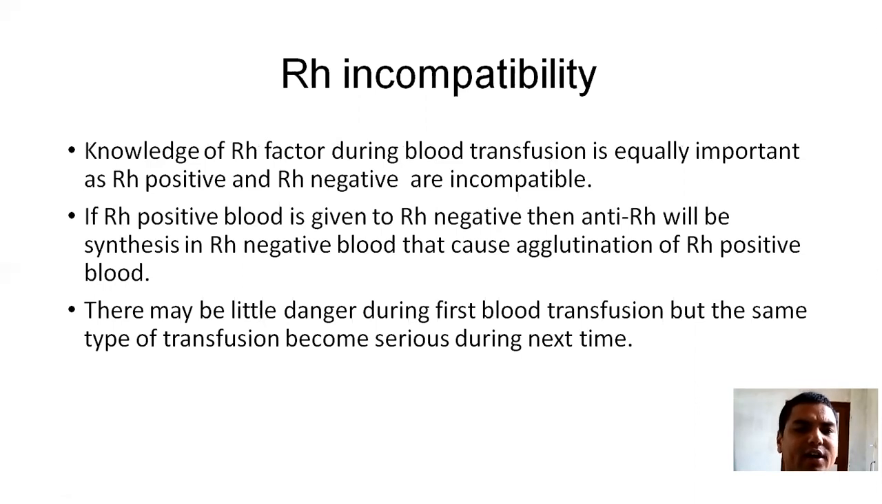See here, if Rh positive blood is given to an Rh negative person, then anti-Rh will be synthesized in the Rh negative blood. That causes agglutination of the Rh positive blood. This may be a little dangerous during the first blood transfusion, but the same type of transfusion becomes serious the next time.